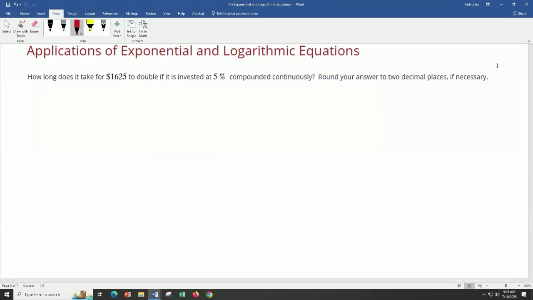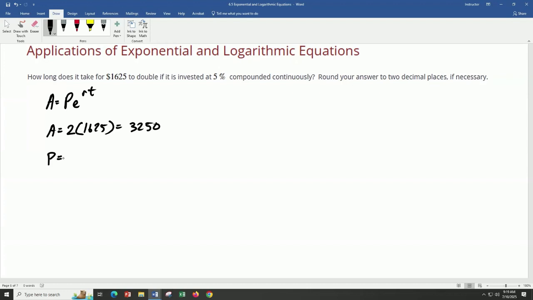Okay. Notice: how long does it take for 1,625 to double if invested at 5%, compounded continuously? Round your answer to 2 decimal places if necessary. Well, let's remember that we have a formula here. A is equal to our principal times e to the rate times time, with Euler's number built in for continuous compounding. Realize they are giving me some very valuable information here. They say, how long does it take to double? Well, we know that my A is going to be 2 times 1625, which is going to give me 3,250.